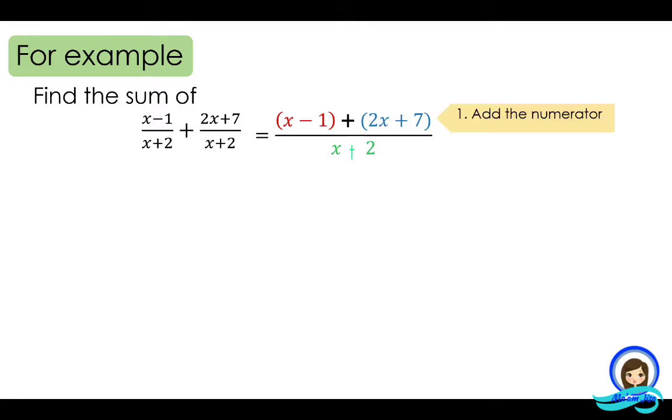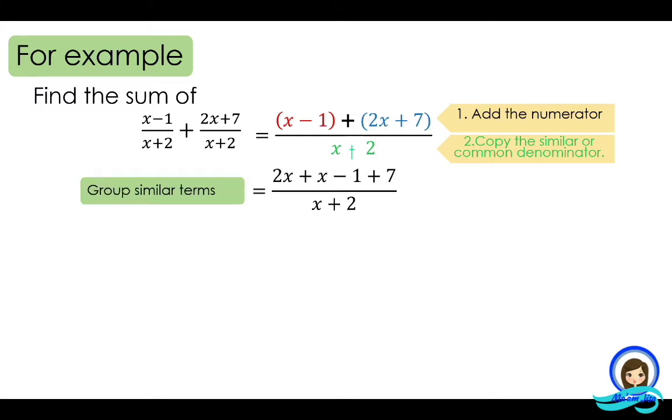So to find the sum, this is the first step: add the numerator. Our numerator is quantity x minus 1, as you can see, colored red. And the other one is quantity 2x plus 7, the one in color blue. And its denominator is quantity x plus 2, the one in green color. So next is just to copy the similar or common denominator.